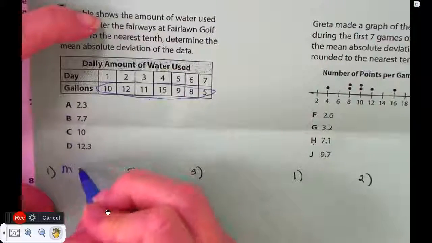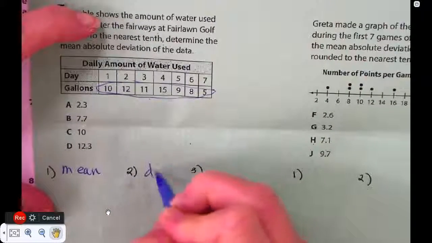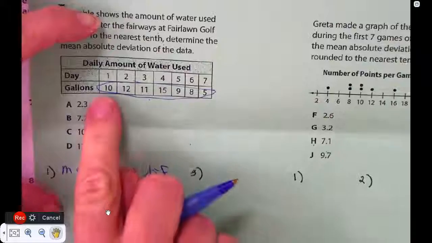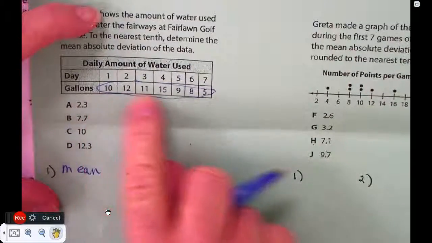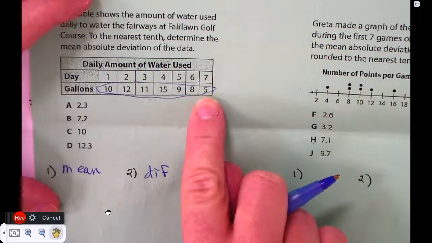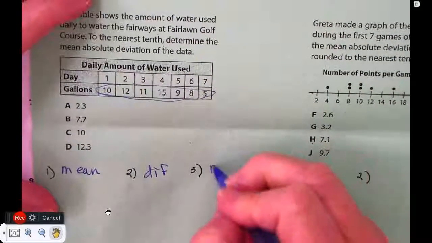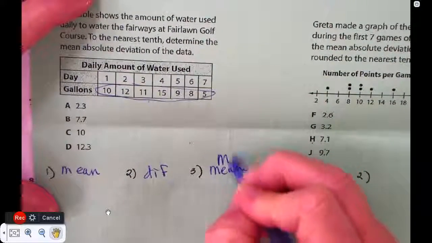So step 1, let's remember, we're doing the mean, the differences, and guys, you can go put the numbers up here under the chart. You got room. And then you're going to get the mean again. And this will give you the MAD.